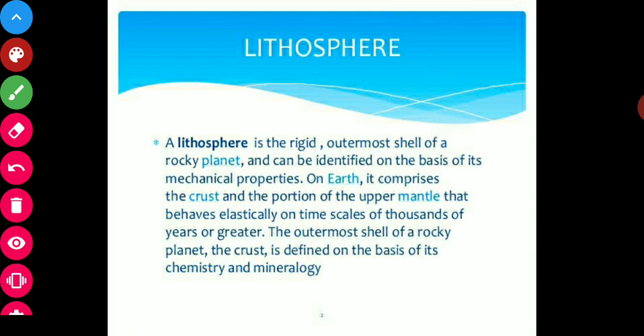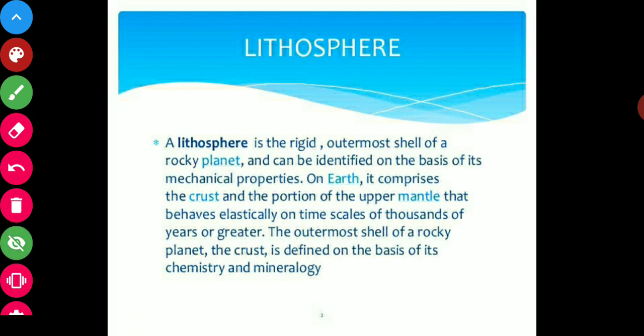A lithosphere is the rigid outermost shell of a rocky planet and can be identified on the basis of its mechanical properties. On Earth, it comprises a crust and the portion of the upper mantle that behaves elastically on time scales of thousands of years. The outermost shell of a rocky planet, the crust, is defined on the basis of its chemistry and mineralogy.